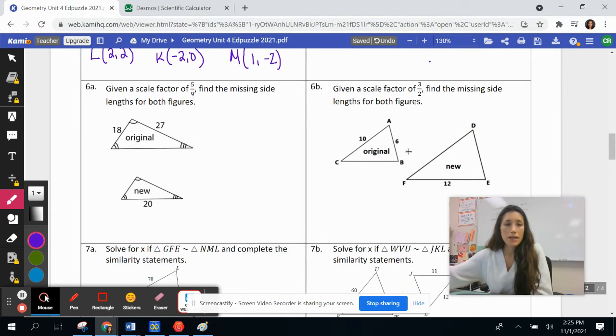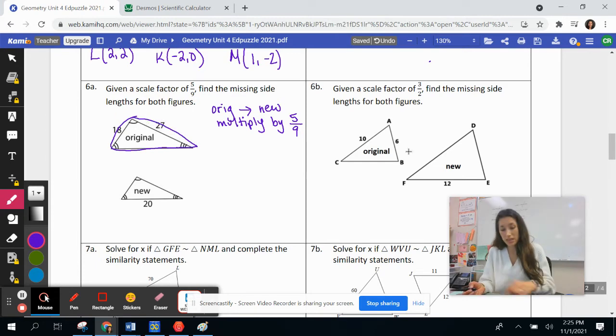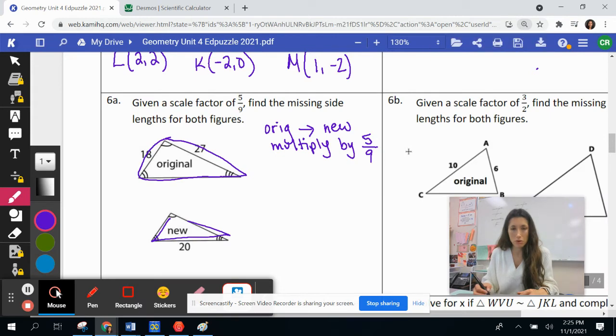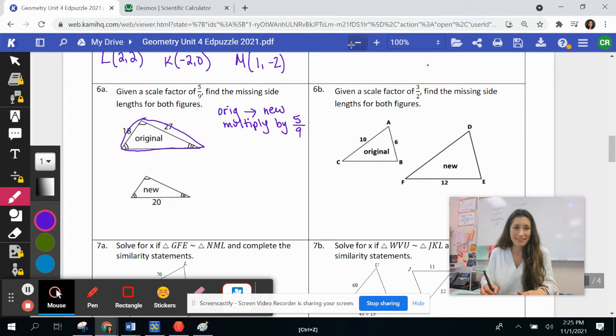Okay. Now we're going to use our scale factor to help us find missing sides in a figure. So remember, scale factor is new over original. So if I'm going from original to new, I want to multiply by the scale factor. So I'm going to multiply by 5/9 because I'm taking the sides here, multiplying them by something to get the new sides here. Whoops, how do I undo that? There we go.